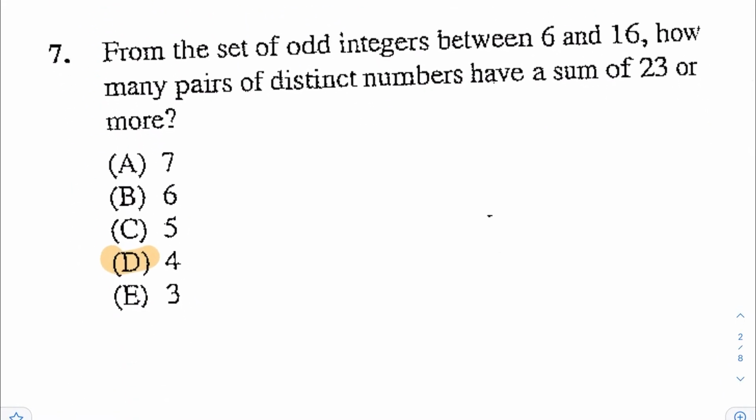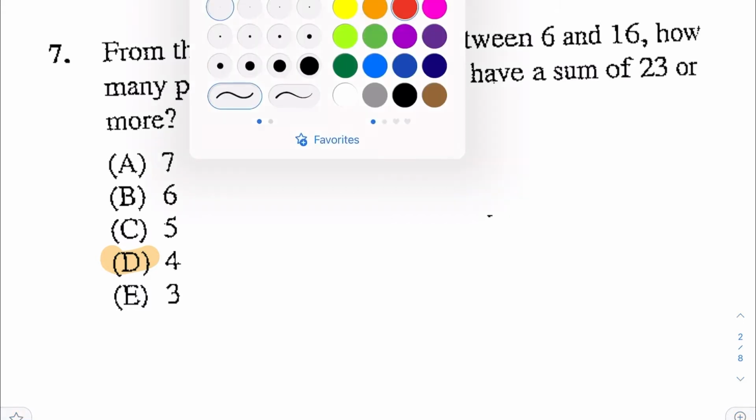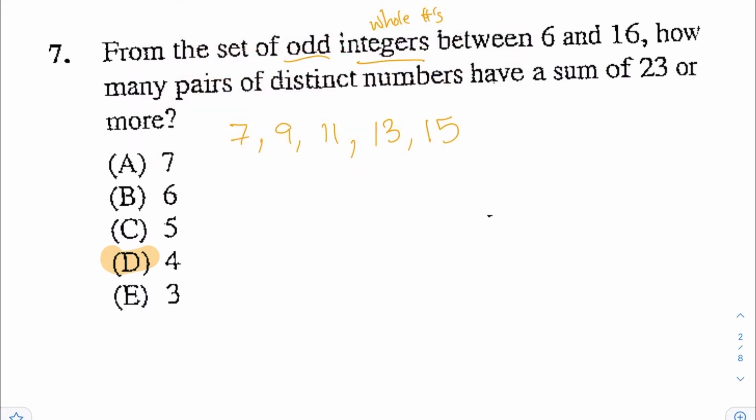All right, next for number 7, from the set of odd integers between negative 6 and 16, how many pairs of distinct numbers have a sum of 23 or more? So you only want odd whole numbers. So you can list them all out because there really aren't that many. You have 7, 9, 11, 13, and 15, and that's it. So you want to see if you can add them up to make a sum of 23 or more.